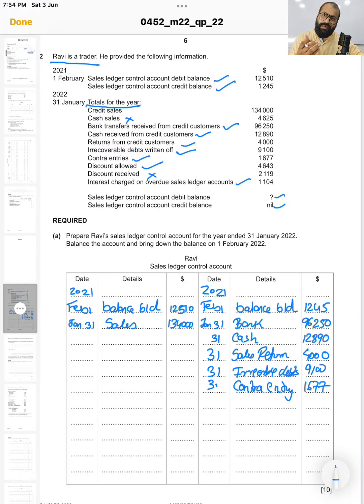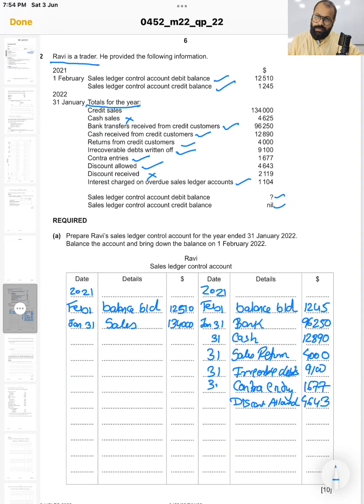Automatically this amount will be deducted from the balance between him and me, and the remaining amount either I will pay him or he will pay me. Okay, after contra entry you have discount allowed, again on the credit side. What is the amount? 4643. Fine, discount allowed is 4643.